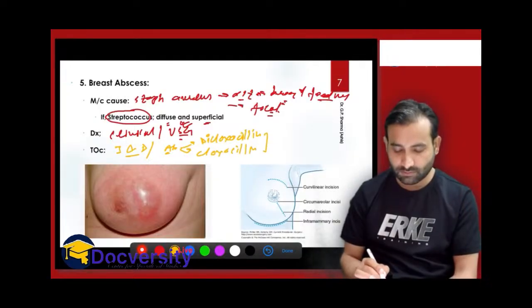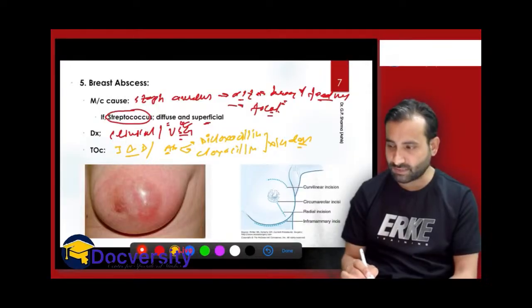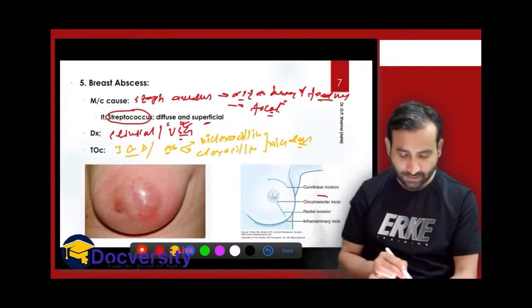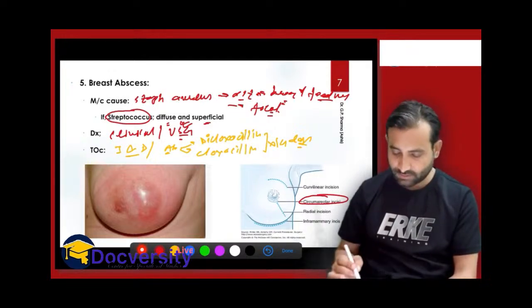Dicloxacillin or cloxacillin. Usually we give this for how many days? 14 days. Hope you understand, right? And if we have to go for the incision and drainage, we can make incisions like a circumareolar incision, or we can make the radiate incision like this, right?